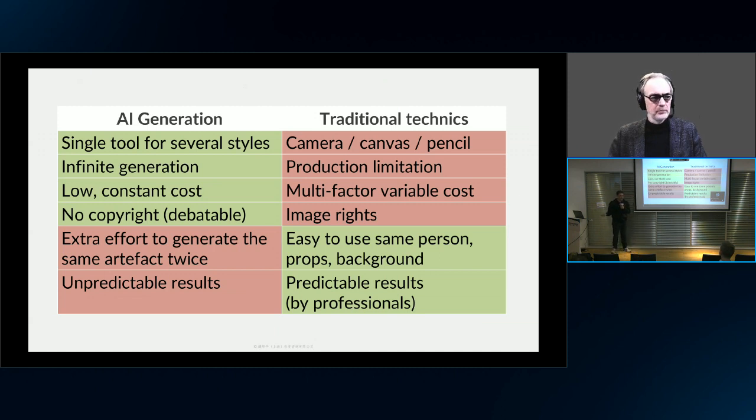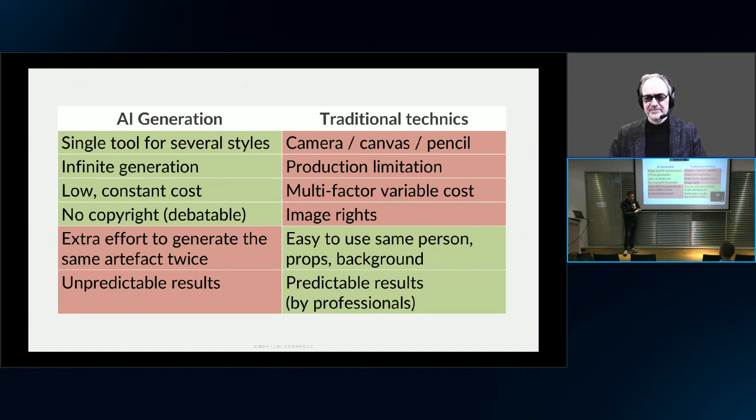So, infinite generation. I'm not going to run out of paper. I'm not going to run out of ink. It's a matter of time and a bit of processing power, but I can generate and generate and generate. And I can generate at constant cost. So if I want to take a picture with 1,000 people in the background, a white elephant, and an airplane taking off, I need to set that up.